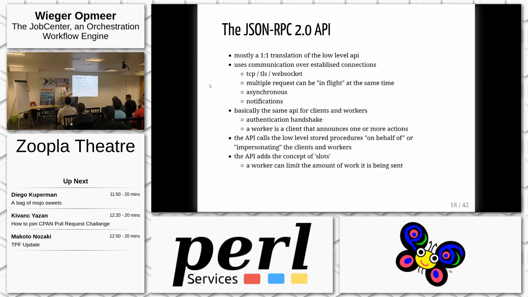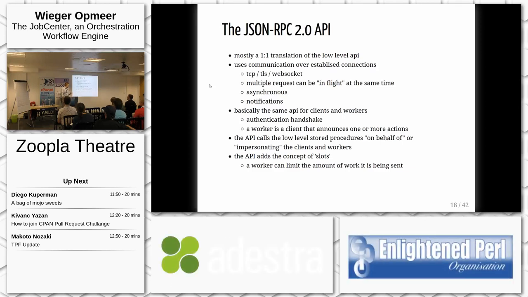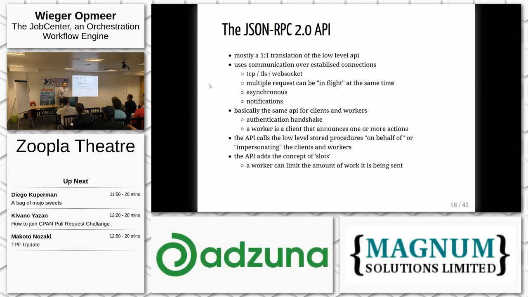And a way of thinking about this is that the API is just a proxy that calls the low-level stored procedure API on behalf of the connected clients. As in, it's a very thin layer. And the only thing that the API adds on top of the low-level API is a concept of slots, of the amount of work a worker can do, as in a worker can say, hey, I can do five things at a time. If I'm already doing five jobs, don't bother sending me more. The API will keep track of that and not send it any more work. But that's just an efficiency thing. As in, on the low-level API, the notifications will keep going, and the API will do the ignoring for you instead of you having to do that and the worker then saying, I can't do that anymore.